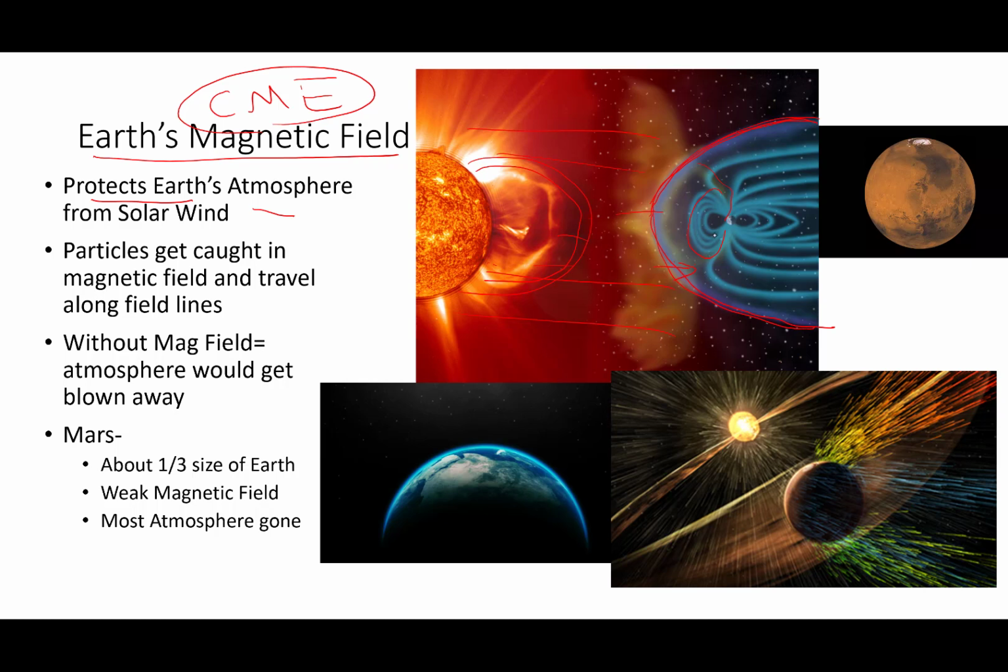By contrast, our dear friend Mars is about 1/3 the size of the Earth. It has a very weak magnetic field. It has no liquid core, and that's one of the reasons that it has a very weak magnetic field. And because of that, through time, Mars's atmosphere, to a great extent, has been stripped away by the solar wind. And so there's just not much of an atmosphere at all on Mars, if you happen to plan on colonizing Mars someday.